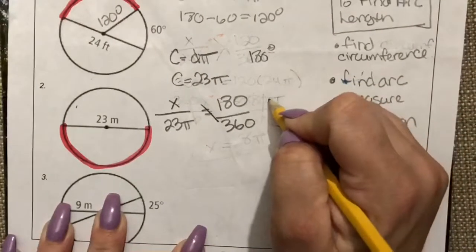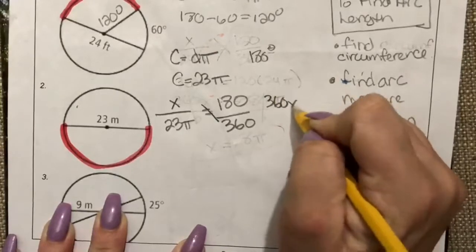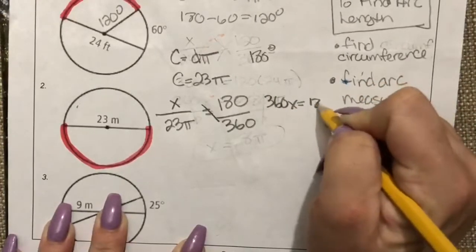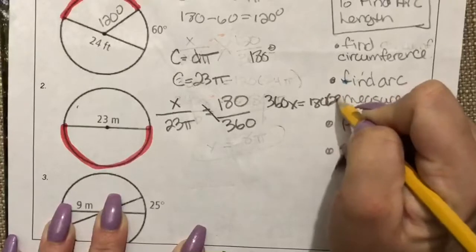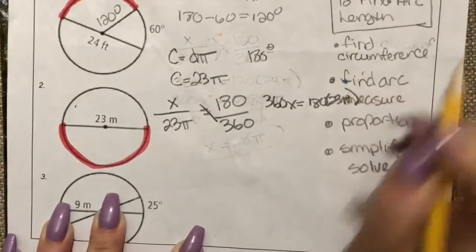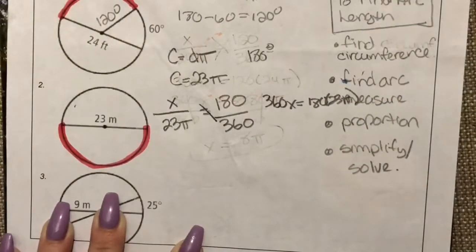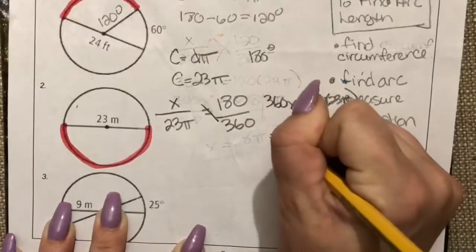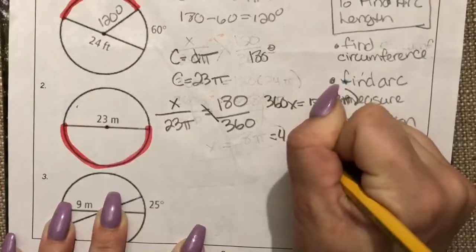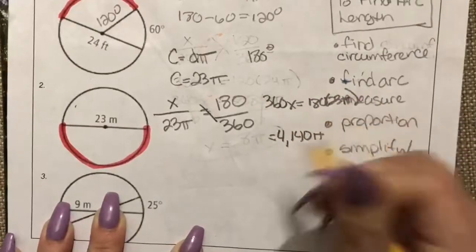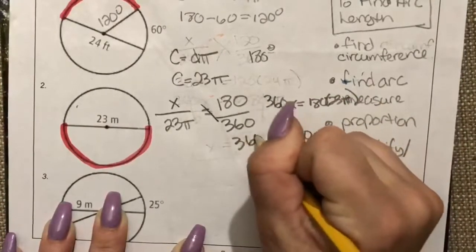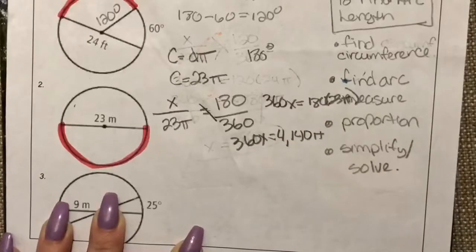So I have 360x equals 180 times 23 pi. So 180 times 23 is equal to 4,140 pi. The last step to get x by itself is to divide by 360.